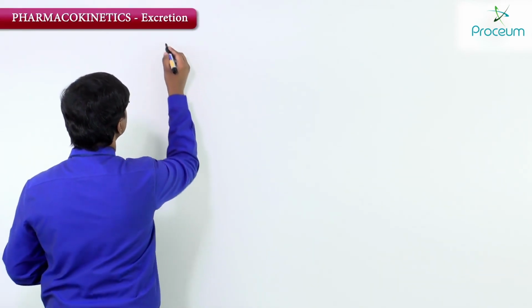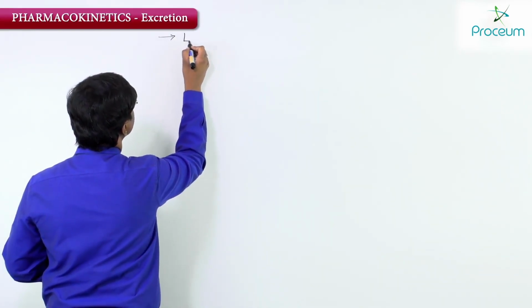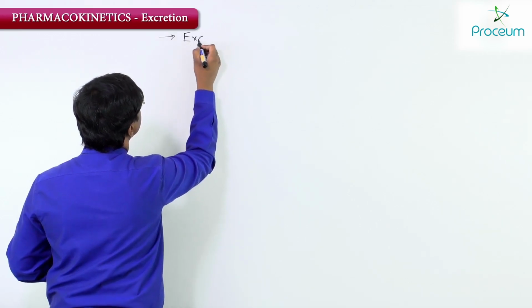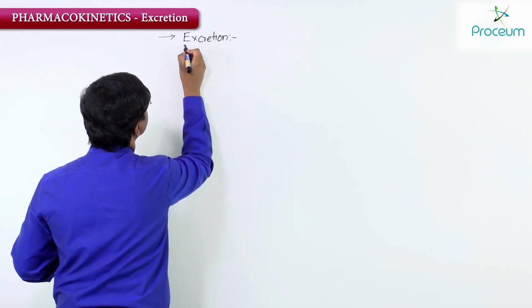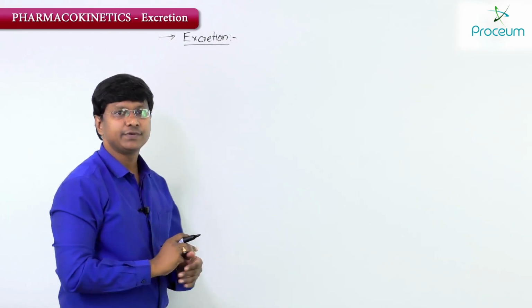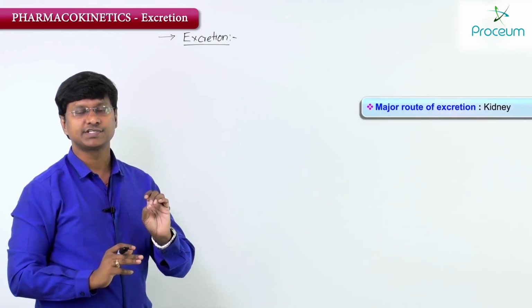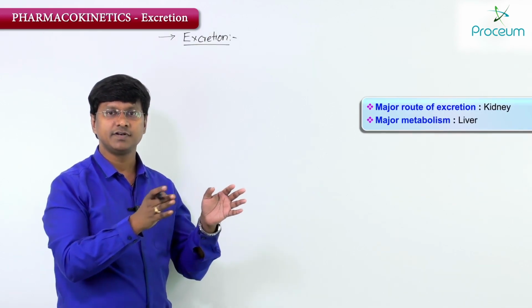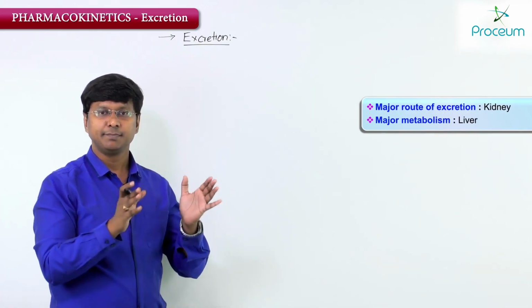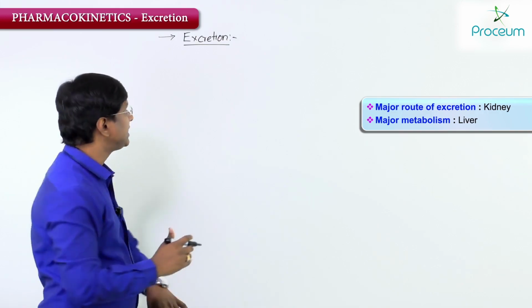So now within the pharmacokinetics, let me discuss the excretion of the drug. Remember, the major route of excretion is the kidney, whereas the major metabolism will take place within the liver.